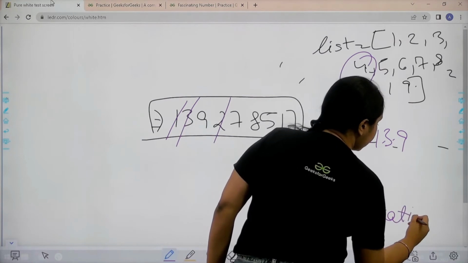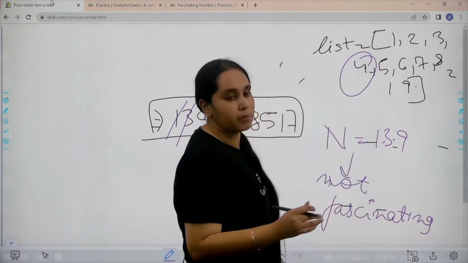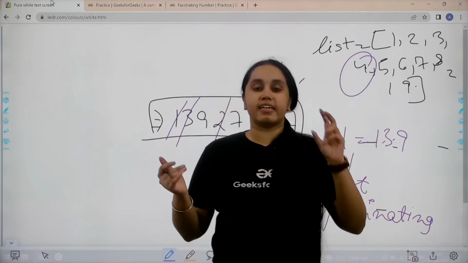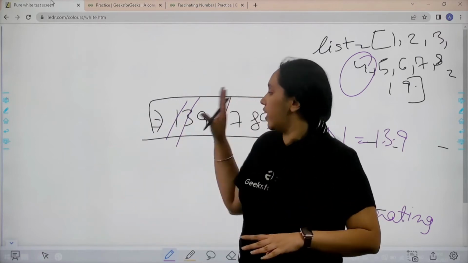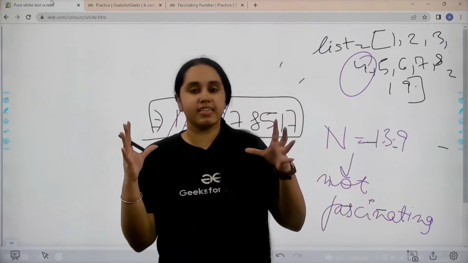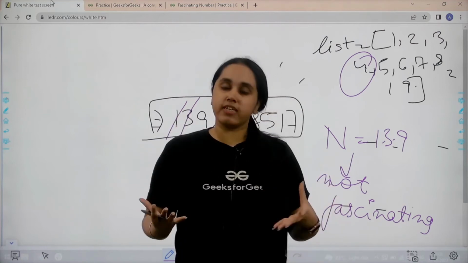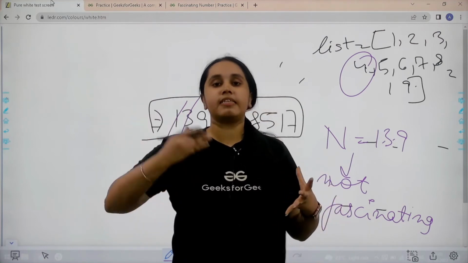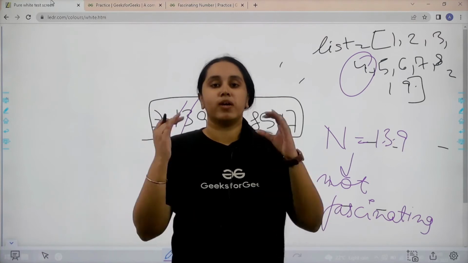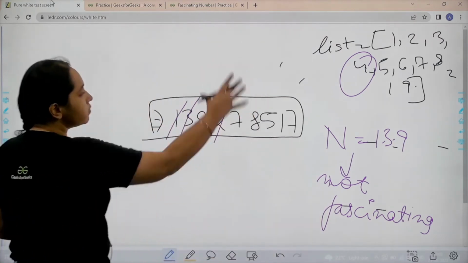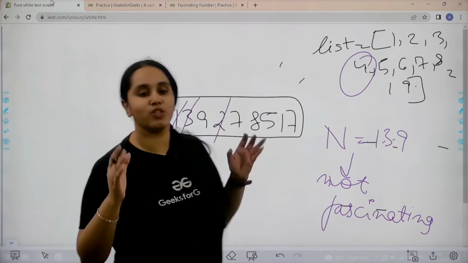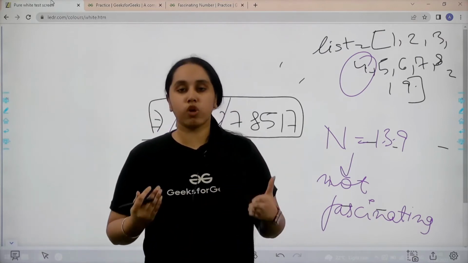So this is the entire concept. Multiply the number by 2 and 3. Concatenate the 3 values. Check if the answer contains all the digits from 1 to 9 or not. If it contains all the digits, then it is a fascinating number. Otherwise, it is not. So I hope this is clear to you. So like this, we need to solve the question.